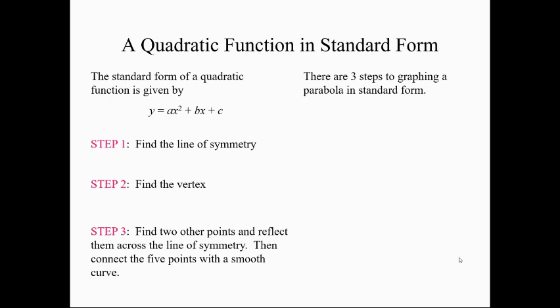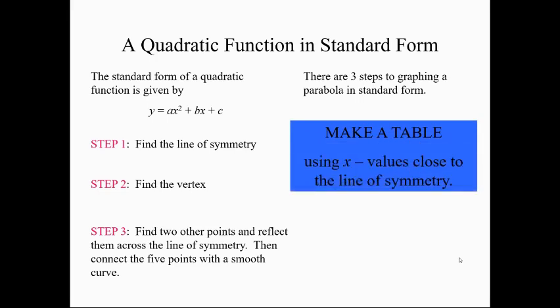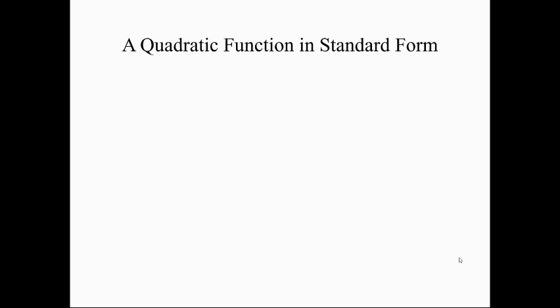So when we were talking about linear functions, I made you graph 3 points on a line. Quadratic functions, you will have to graph 5. To do this, you're going to make a table using x values close to the line of symmetry. So like if the line of symmetry was at 3, I would pick the x values of maybe 2 and 4. Here's an example of this.